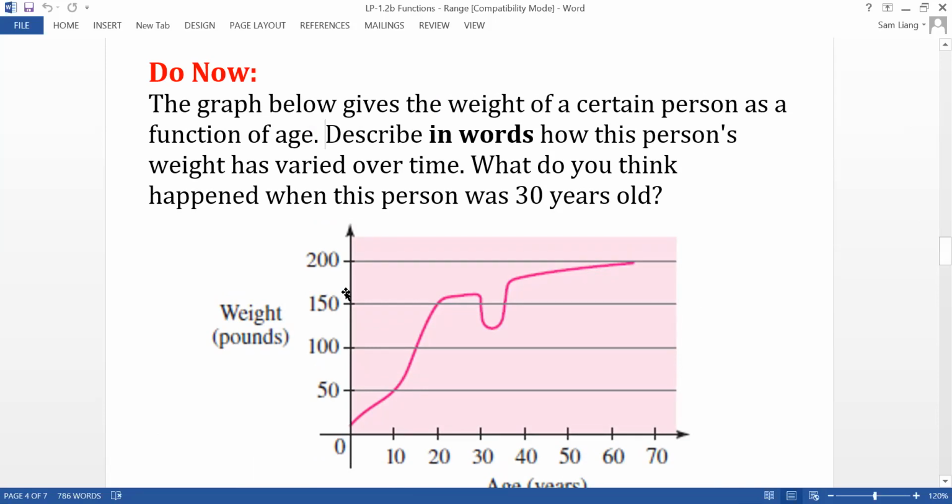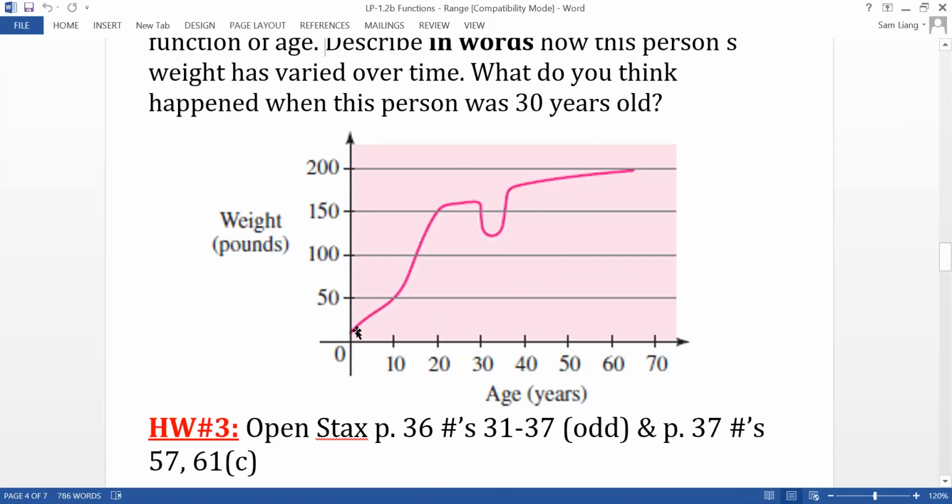All right, for the description, here we go. So it seems like the person started off at like 8 pounds as a baby and then gradually increased in weight until they were about 20. At 20, the weight still increases, but it's just at a slower rate. And then up until they're 30, it still increases.